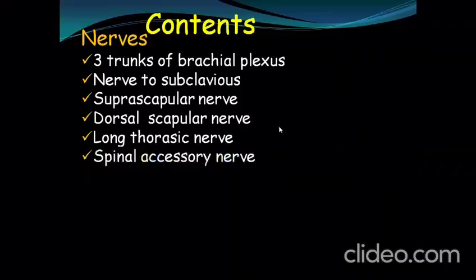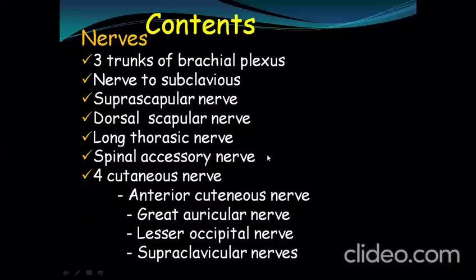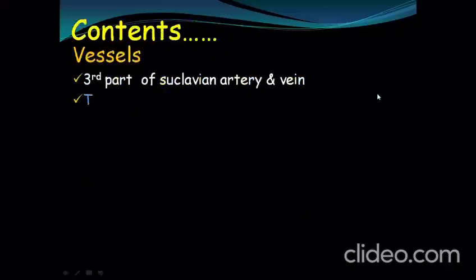And spinal accessory nerve, which is the main content within the posterior triangle. Then four cutaneous nerves, which I have already mentioned. So these are the nerves related with the posterior triangle. Next are the vessels, arteries and veins. Third part of subclavian artery and vein.